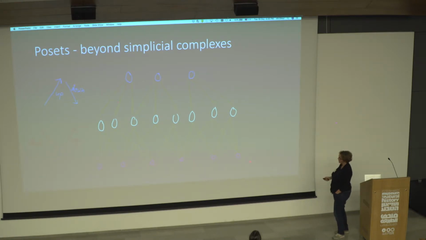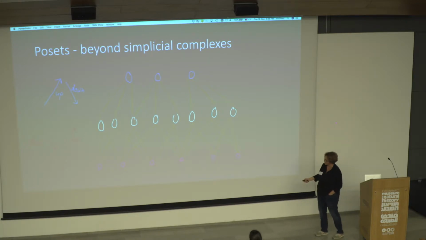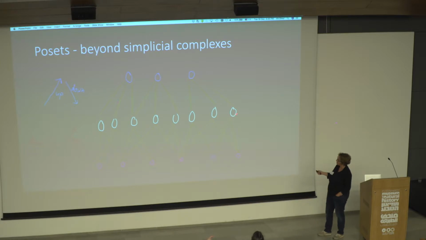Another example will be subspaces in a vector space. So these are going to be all the points in the vector space. These are going to be all the lines in a vector space. And a line is going to be bigger than a point if it contains that point. And these are going to be all the planes in a vector space, and so on. So that's another partially ordered set, and we can look at that as well.